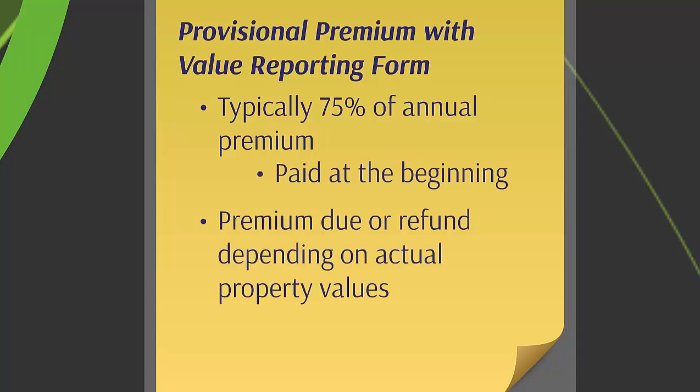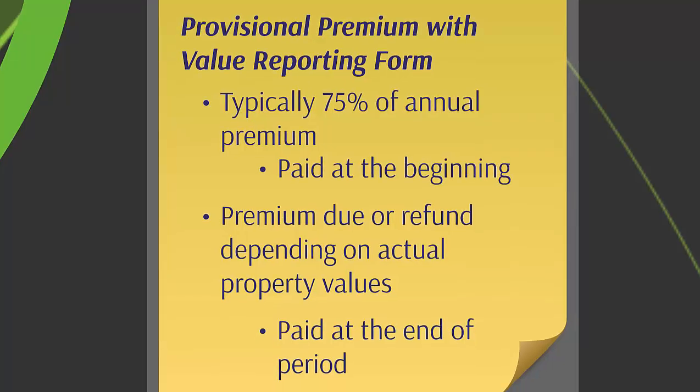There will be a premium due or a refund depending on actual property values. That is, of course, paid at the end of the period. So as you can see, if the insured is unsure of their inventory amounts needed over the year, they can pay 75% of what they believe will be the maximum, and then at the end of the year, if the values have been much less, they will get a premium refund. If they were 100% of what they expected, there will be some premium due.